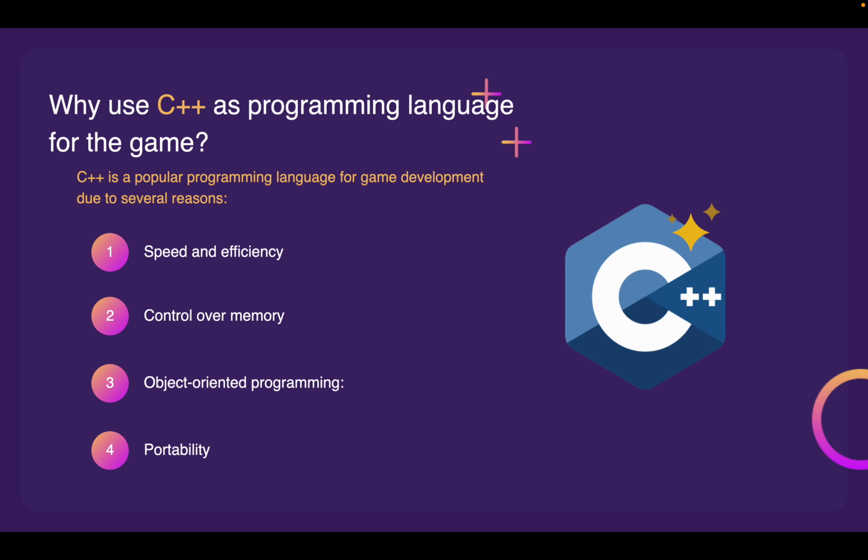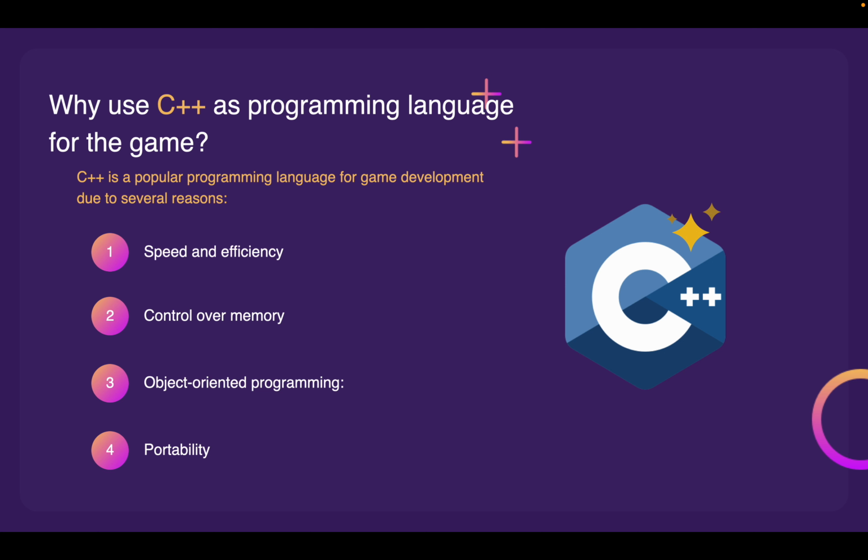Why did we use C++ as the programming language for this game? C++ is a popular and powerful programming language that is commonly used for developing games and other applications that require high performance and efficiency. Here are some reasons why C++ may be a good choice for developing a guessing game.